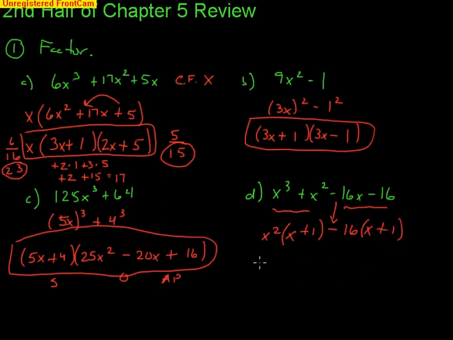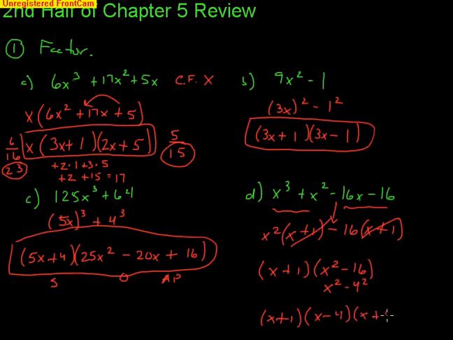See this repeating factor of x plus 1? Pull that out in front and cross it off. It's gone. The second parenthesis has what's left over, x squared minus 16. I don't think I'm done, because x squared minus 16 is a difference of perfect squares, right? x squared and 4 squared. So we have x plus 1, which stays the same, but then this becomes x minus 4, x plus 4.